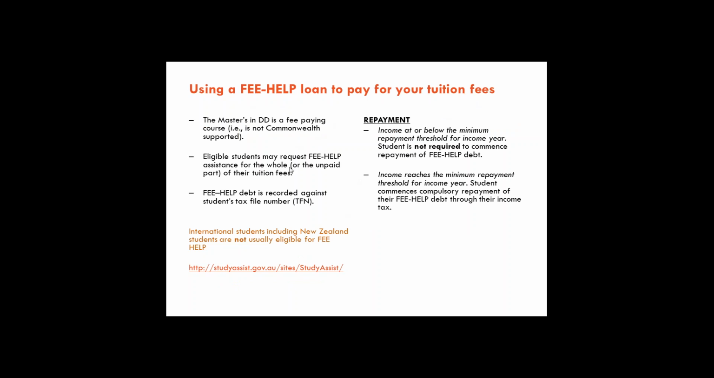And eligible students can request the Feehelp assistance online to pay for all or the unpaid portion of their tuition fees. And like the old HECS scheme, that loan debt is recorded against your tax file number, and you pay back your loan through the tax system like HECS, and also like HECS, you have to earn above the minimum income threshold in order to pay anything back. If you don't exceed that income threshold, you pay nothing in that tax year.